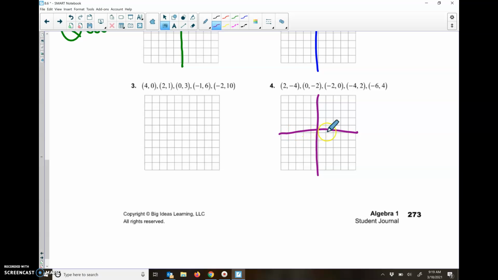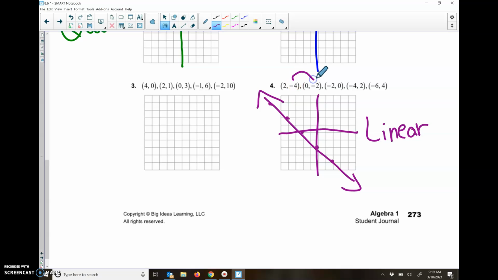So I have 2, negative 4, 0, negative 2, negative 2, 0, negative 4, 2, and negative 6, 4. If we look at this, that looks like it's a straight line. That is linear. Another way we can tell is there's a pattern here. We're adding 2 each time.